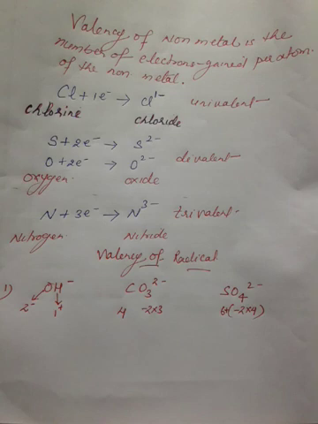6 plus minus 8 is equal to 2 minus. So overall charge over sulfate is 2 minus. Okay, so this is only for your knowledge that I have explained, but better you simply learn the valency. I will tell you how, it will be easy. Okay, so this is clear.